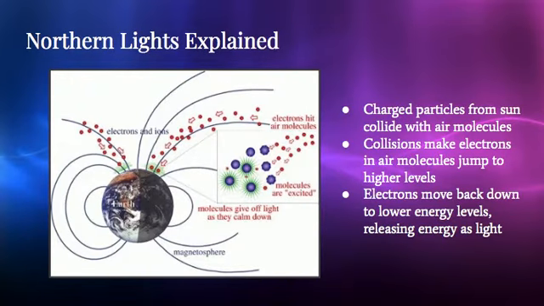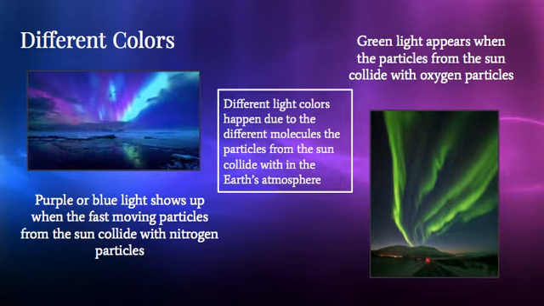When the charged particles make contact with the magnetic field, these charged particles hit air molecules in the Earth's atmosphere. These collisions excite the air molecules, which means they gain energy from these collisions. This is due to electrons moving to higher energy levels in the air molecules. When the electrons move back down to lower energy levels in the electron cloud, they give off this energy that produces light. The northern lights can be many different colors.